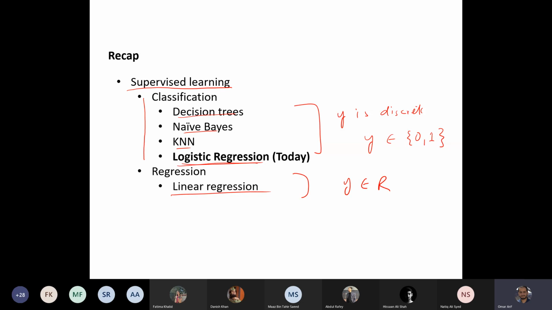So logistic regression is a classification problem, and the idea is to see whether we can apply the linear regression framework to the classification problem, and what we need to modify in order to successfully apply the linear regression framework to classification.